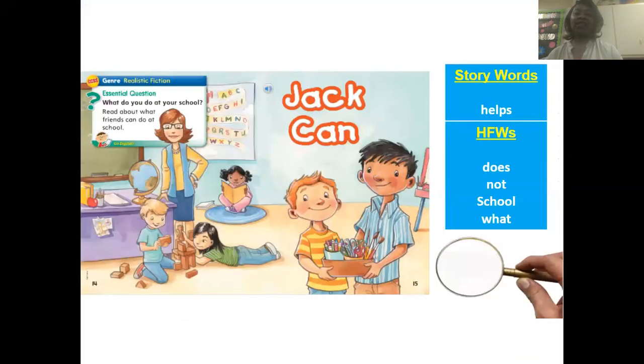All right, our shared read is coming from our reading writing workshop book. And the title of our story this week is Jack Can. So if you get your reading writing workbook, it's on page 14, and you're going to see this exact same picture, this exact same illustration. And so you will see these words in the story. Helps, and our high frequency words that we just went over. Does, not, school, and what?